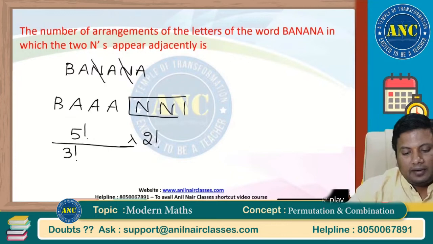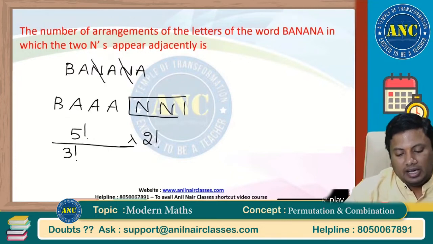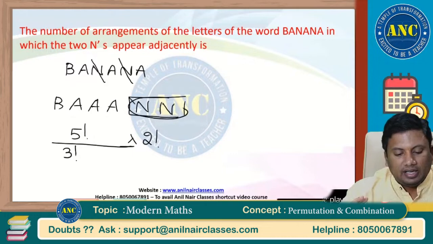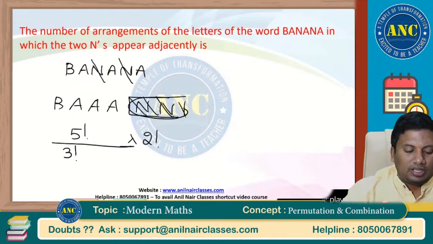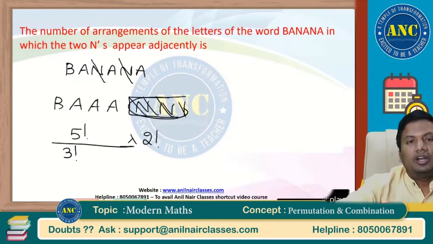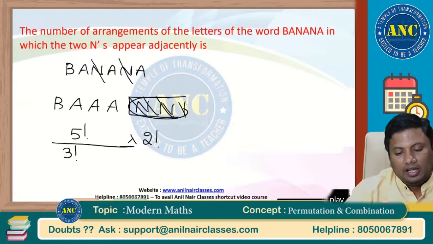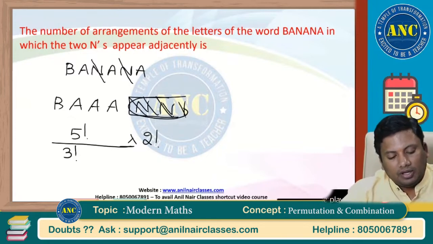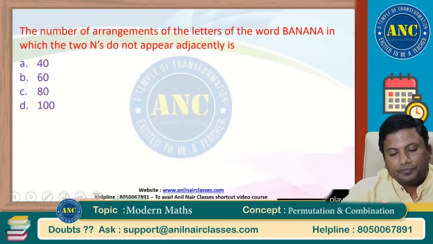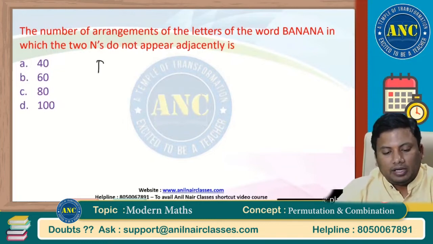2 N's appear adjacently. So if they appear adjacently, I will pack them. So total 5 can be arranged in 5 factorial. A is 3 factorial. The 2 N's can arrange among themselves in 2 factorial. So these are nothing but banana.